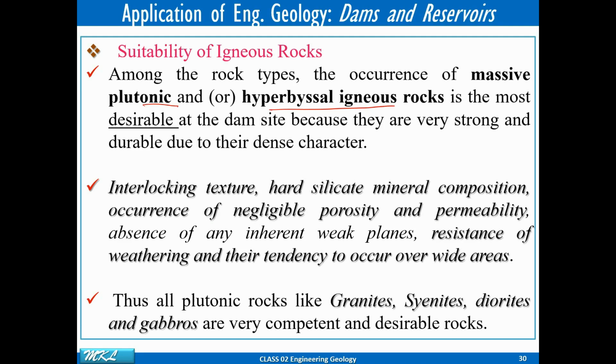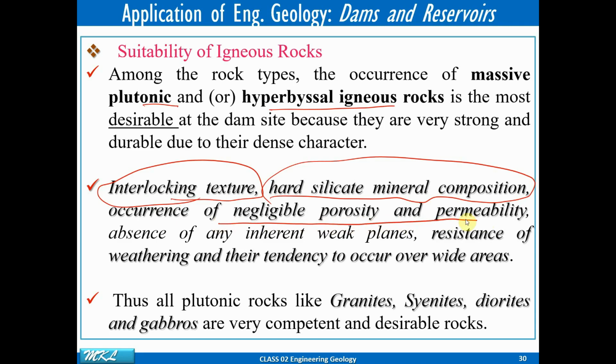So if you found this plutonic and hyperbasal igneous rock, then you can go for the dam construction. Igneous rock is very much suitable because it has interlocking textures. It has hard silicate mineral composition. It has negligible porosity and permeability. Sedimentary rock has high porosity and permeability. That's why we generally avoid sedimentary rock. But in this case, it has negligible porosity and permeability.